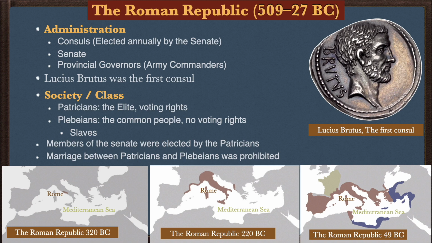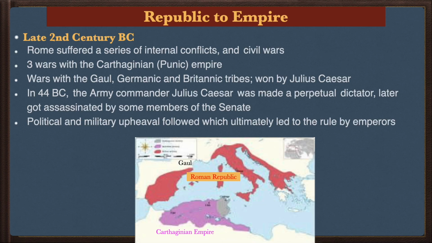The Roman Republic grew from being a small city-state to a dominant political and economic player over the entire Mediterranean world. You can see 3 maps of the Roman Republic on your screen in the 4th, the 3rd, and the 1st century BC.